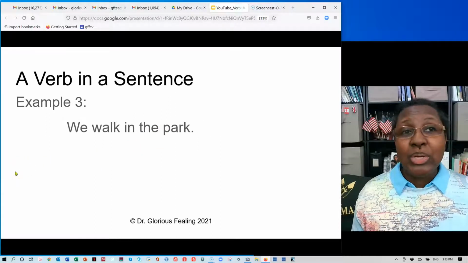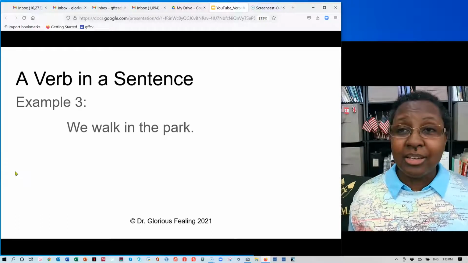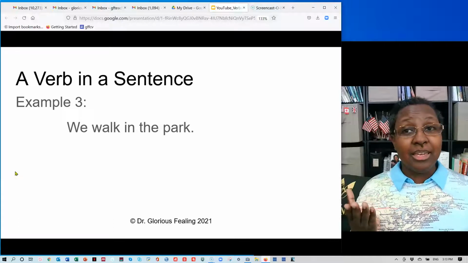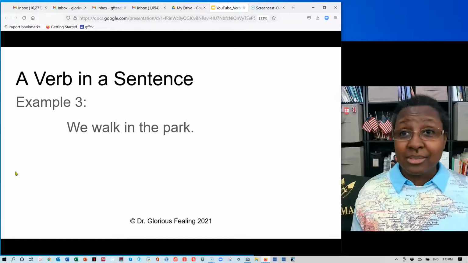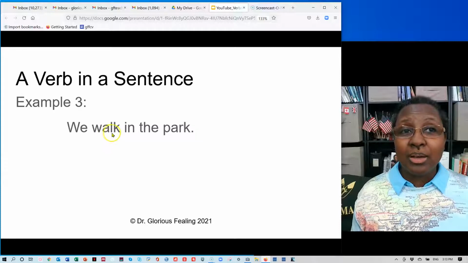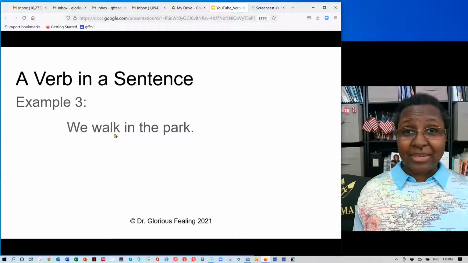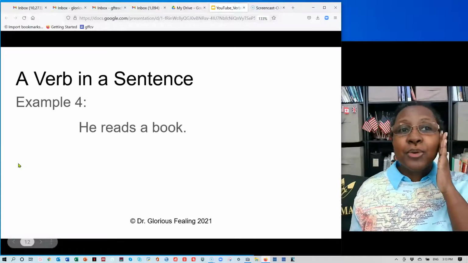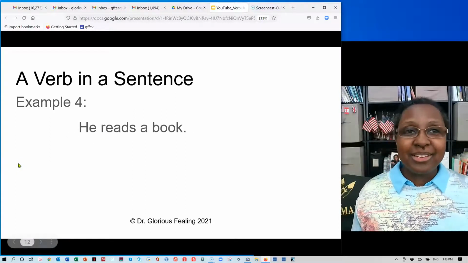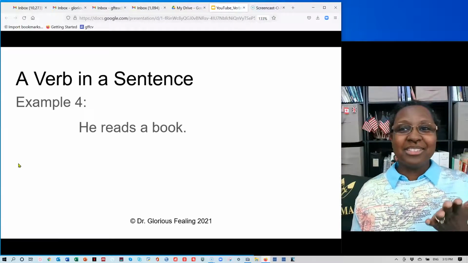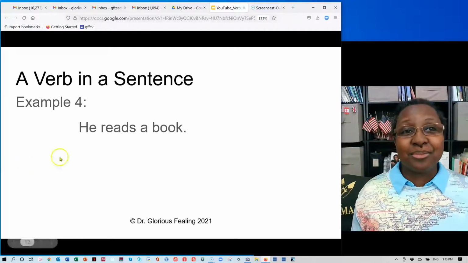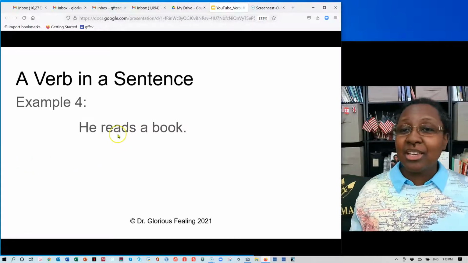Example 3. We walk in the park. Is there an action or being or auxiliary in this sentence? There is. Walk. We walk in the park. What happened? Somebody walked. We walk in the park. Example 4. He reads a book. Is there a being or auxiliary present, or is there an action present? There is. Reads. What was the action? The action was to read. He reads a book.